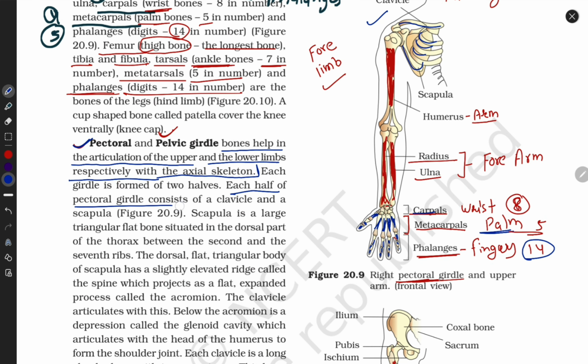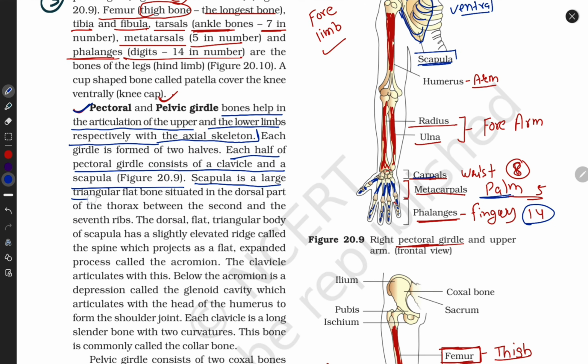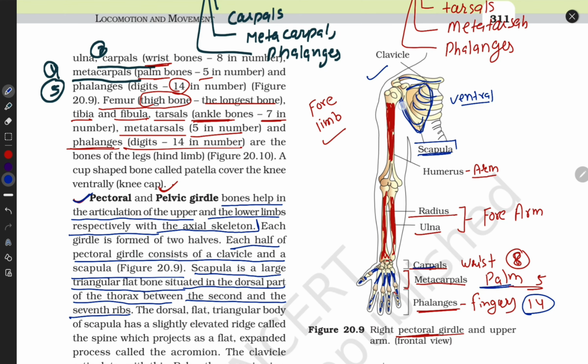Each half of the pectoral girdle consists of a clavicle and a scapula. Look here, we can visualize the backside view properly. This is the front, ventral view, and this is the dorsal view, our backside. The scapula is a large triangular flat bone situated in the dorsal part of the thorax between the second and the seventh rib. This bone is present between the 2nd and 7th ribs, dorsally, and it is triangular in structure.